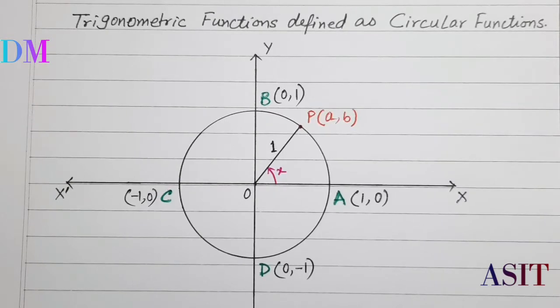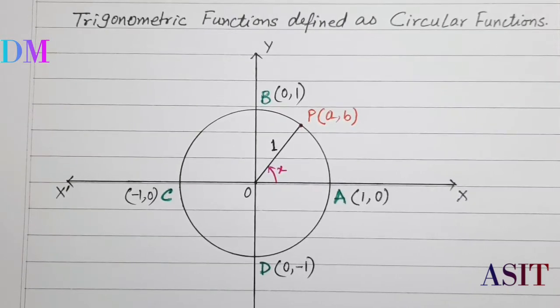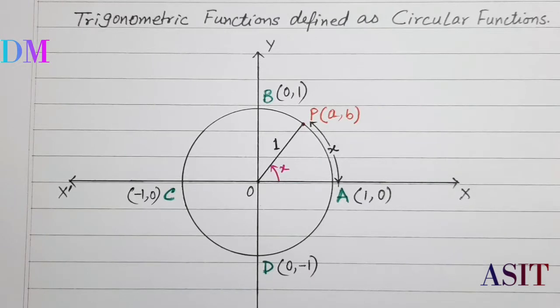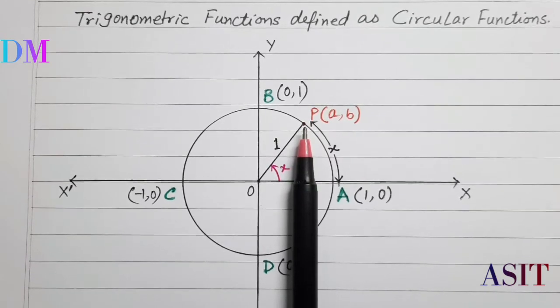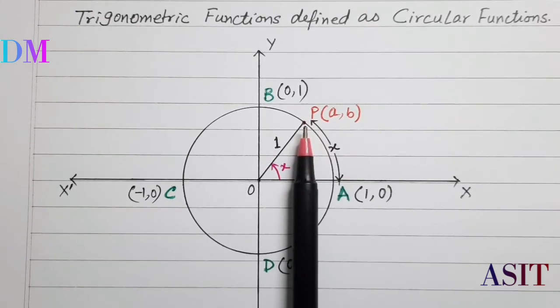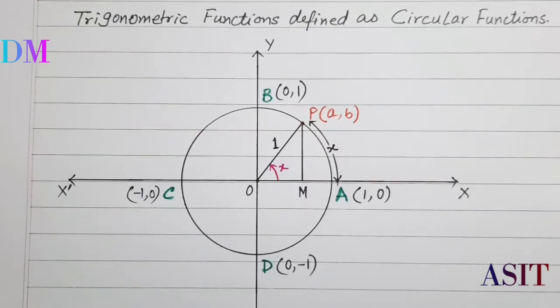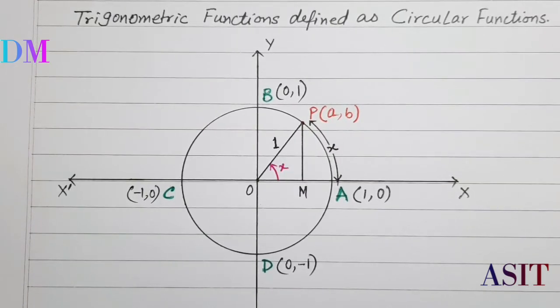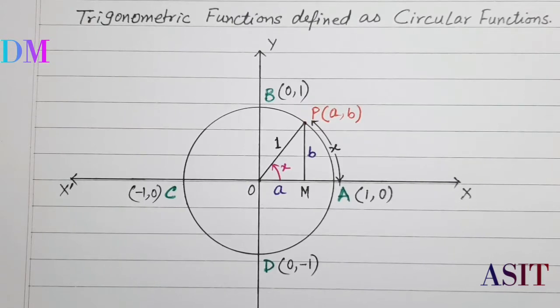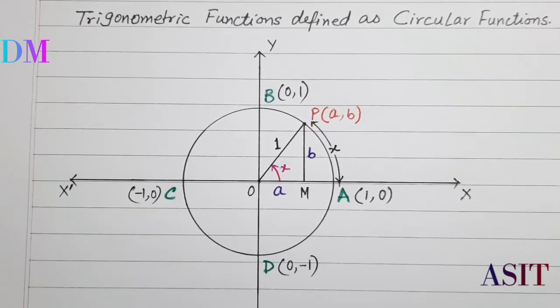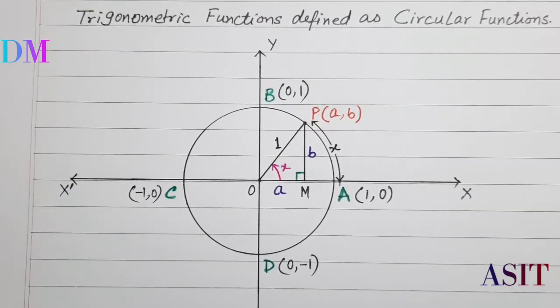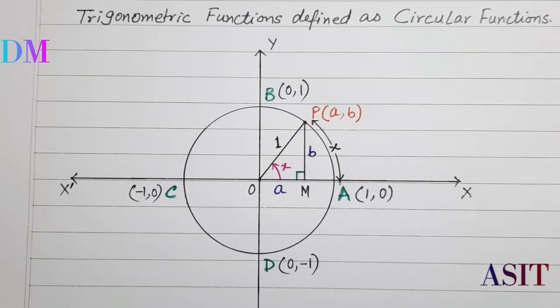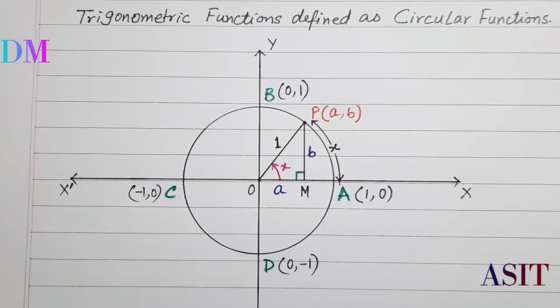Let us suppose the angle AOP be x radian. Then the length of the arc AP will be x unit. Now, as the coordinate of the point P is (a, b), we can draw a perpendicular PM on the x-axis. Hence we can say that OM equals a unit and PM equals b unit. Now the triangle PMO is a right angled triangle, right angled at M.